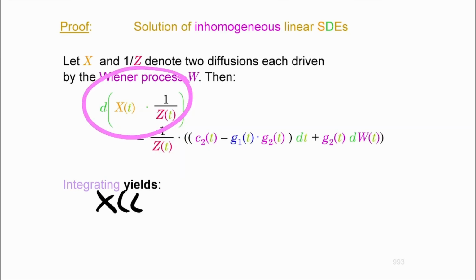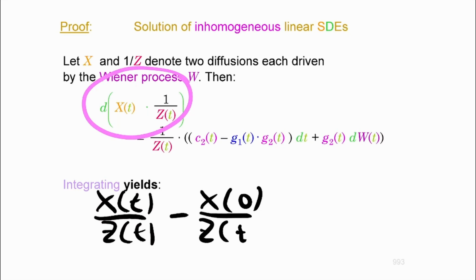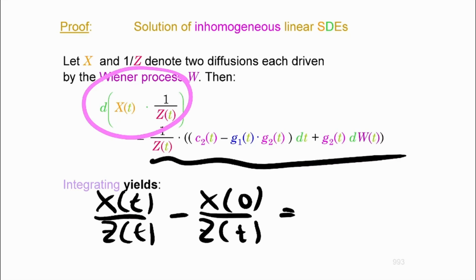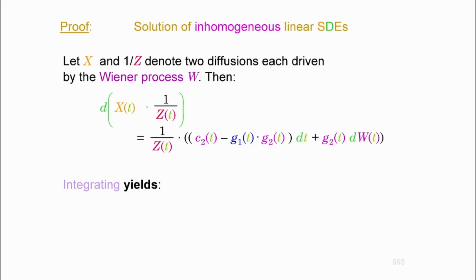You got x at point t by z at point t minus x at point 0 by z at point 0 equals, and then the integral part of this equation, on the right-hand side of the equation above, which is given by the differential notation. I was doing that here. And I put the starting value of that quotient on the right-hand side already. So that was on the left-hand side, now it's on the right-hand side. And then plus the integral of the rest.